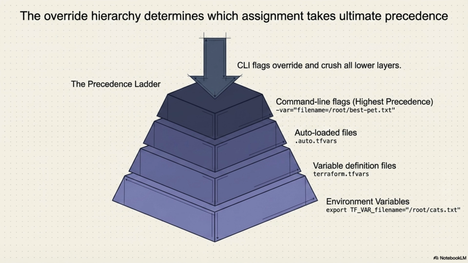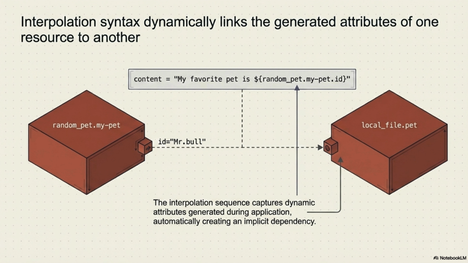Interpolation syntax. Now let's connect resources together. Terraform uses interpolation to link outputs of one resource to another. As shown here, one resource generates a value, and another resource consumes it. This creates an implicit dependency. So Terraform automatically knows the order of execution. No manual wiring needed. Dependencies define execution order.